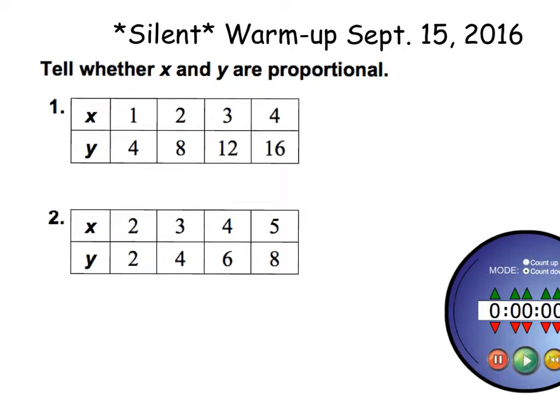So today's warm-up is asking you to determine if these tables are proportional or not. Remember, we talked about proportionality yesterday in tables, and what we need to do is figure out if their ratios are equal all the way across our table. To do so, we're going to take our y values and divide them by our x values and see if that same value is all the way across the table.